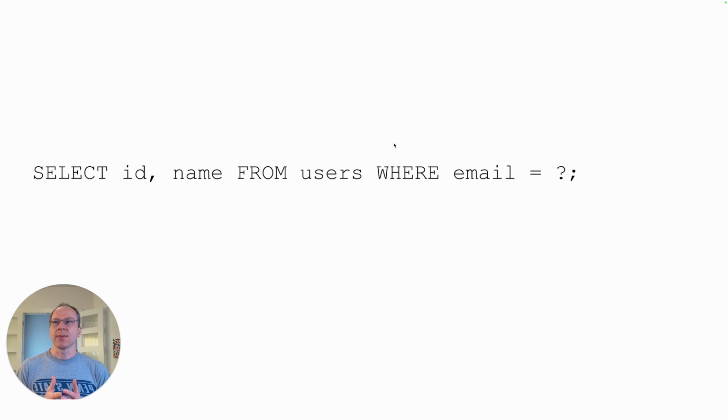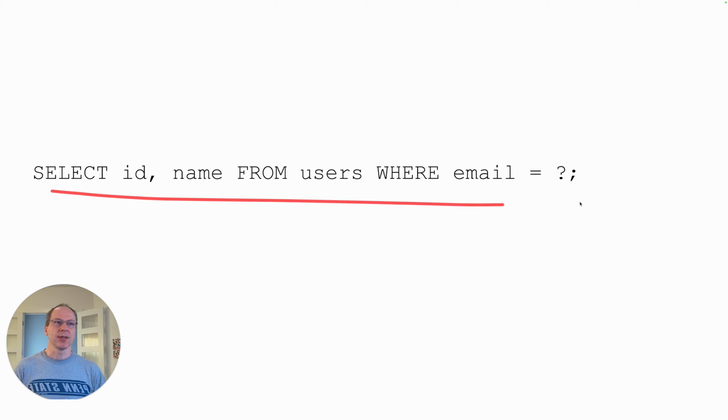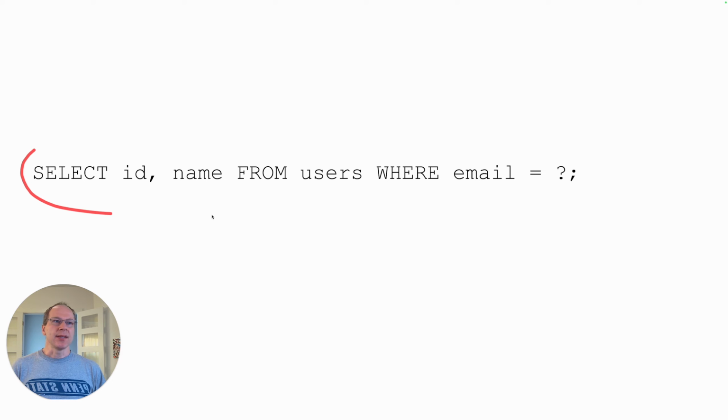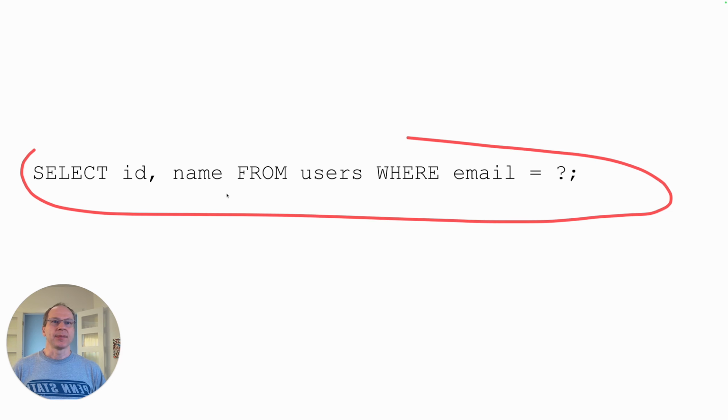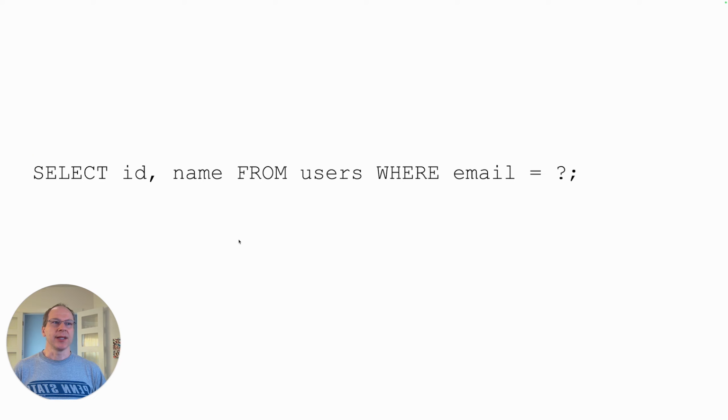A prepared statement is a feature of modern databases that are intended to help you execute the same SQL statement, like this one, multiple times. So basically, the application will send this statement to the database, and then afterwards, it will tell the database to execute this statement, providing a value for this parameter. So it can execute this statement multiple times, each time providing a different value.